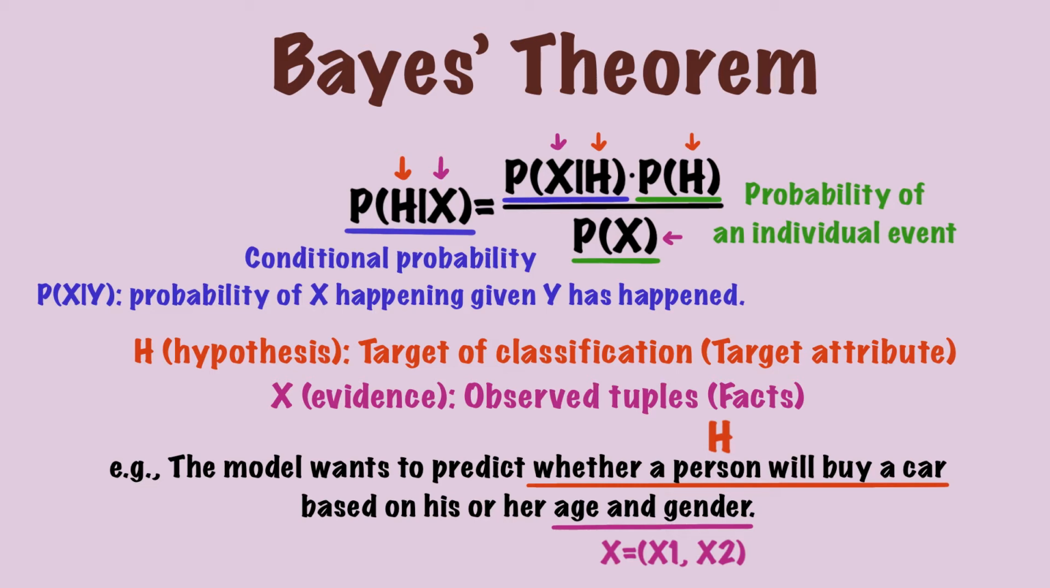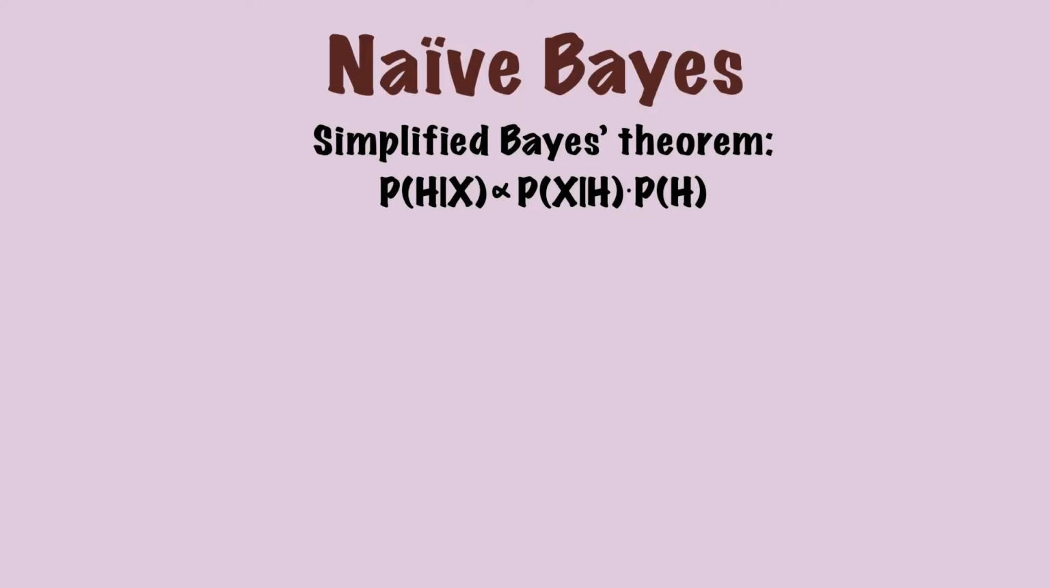So, the idea is we predict whether a person will buy a car by comparing the probabilities of the outcomes conditioned on the evidence. It's normal if you still feel confused. We'll go through an example later. Now we move on to naive Bayes.